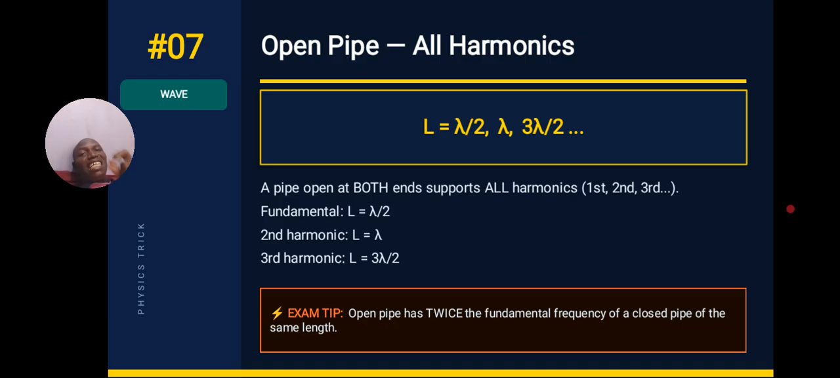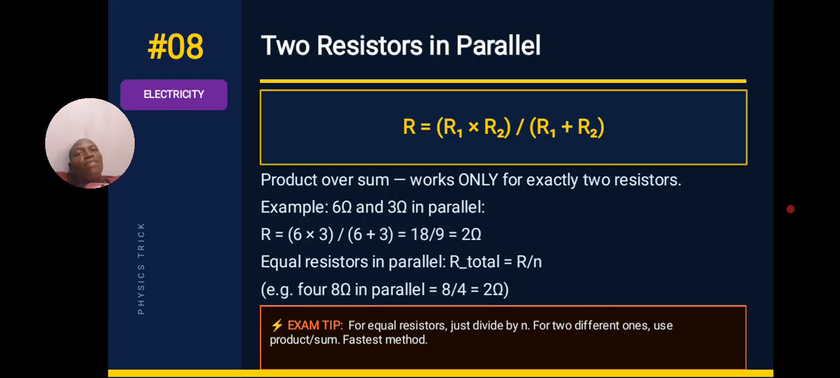Never forget, JAMB will ask this in objectives, of course. The difference between open pipes and closed pipes. Know that open pipes have all harmonics, both even and odd, but closed pipes have only odd harmonics. And know these simple formulas in case they ask you to calculate first, second, or third harmonics.